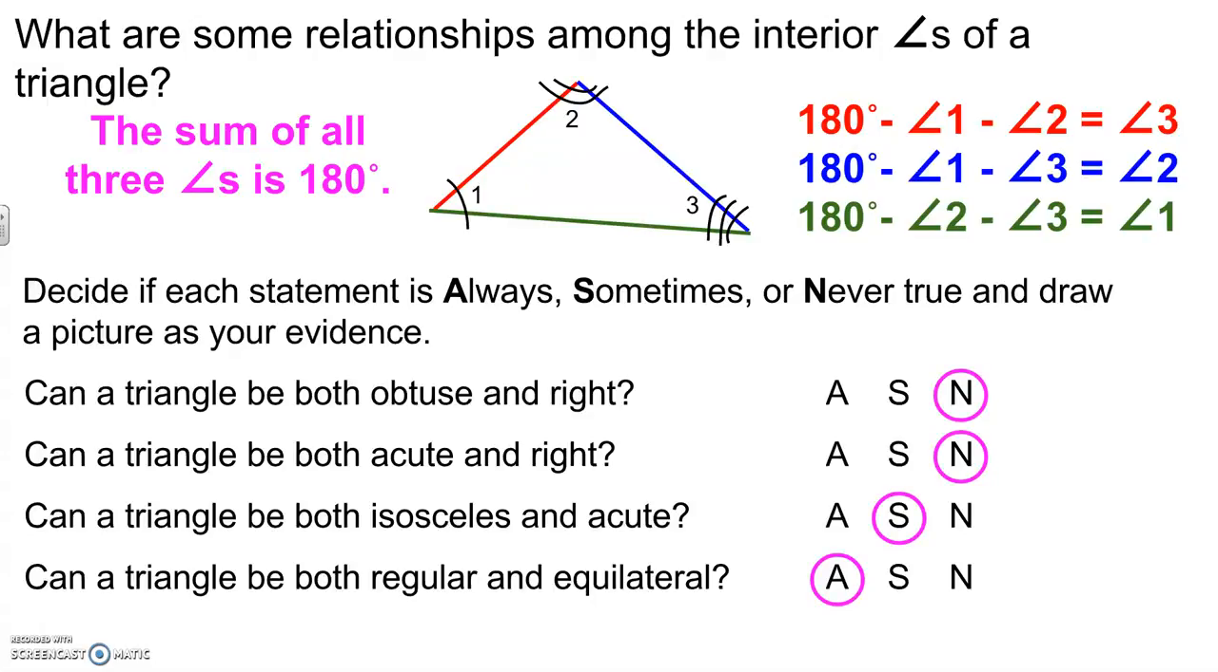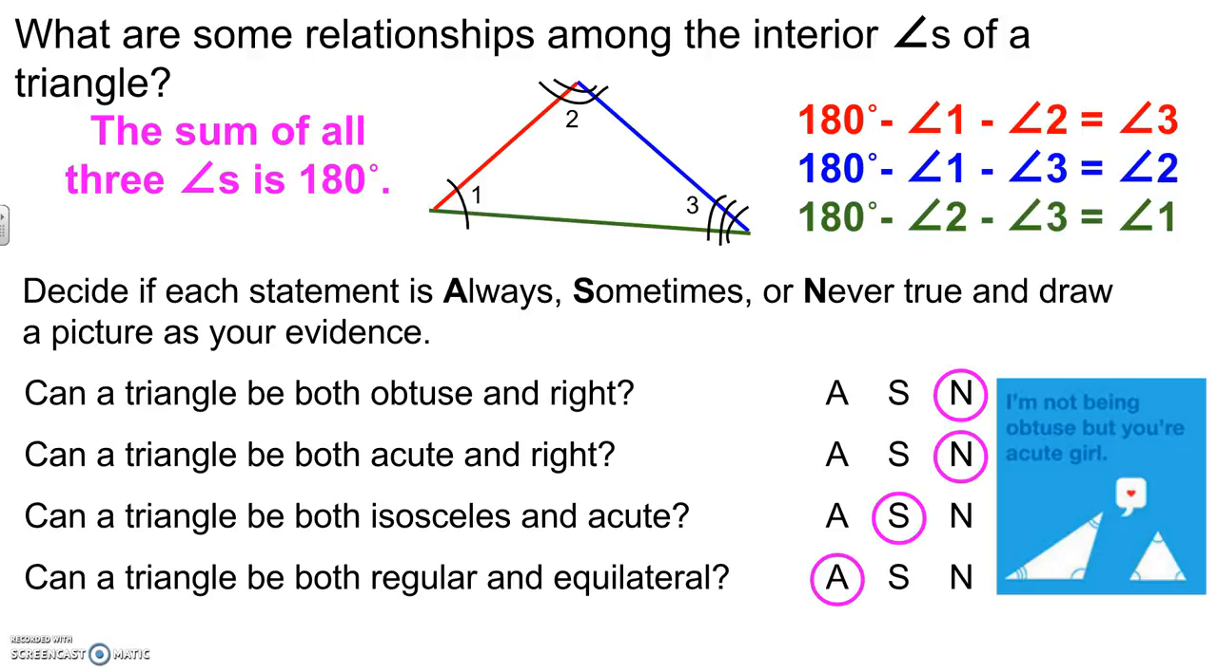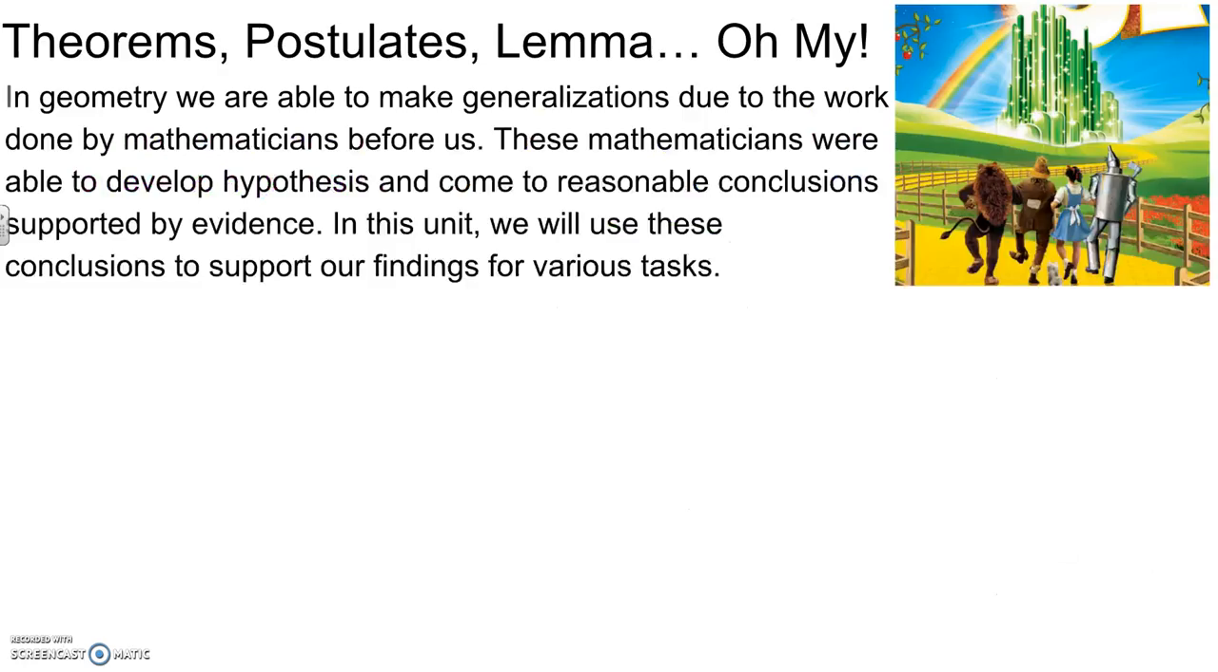What we would have said here is never, never, sometimes, and always, right? So to be an obtuse and right triangle means it has one 90-degree angle, and obtuse means it's greater than 90 degrees. Acute means it is less than 90 degrees, and a right angle, again, is 90 degrees. Isosceles means that the triangle has 2 equal angles, right? And those could be sometimes, right? Because we could have a 60-60-60 or 70-70-40. Can a triangle be regular and equilateral? Always, since regular and equilateral are the same thing. So it's a little math joke for you at the end.